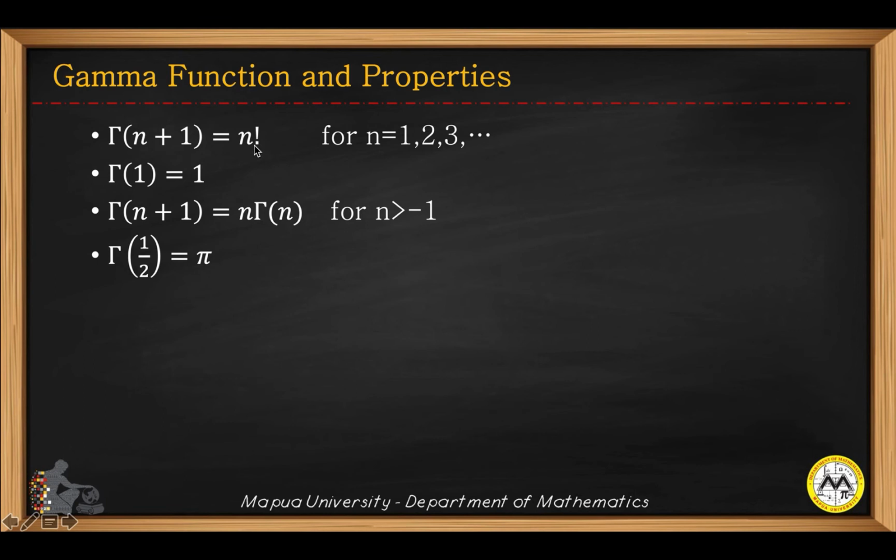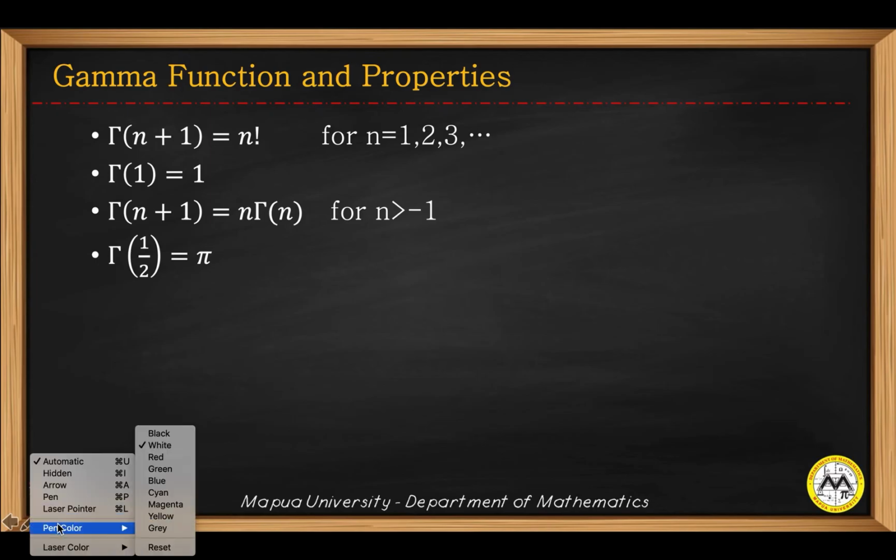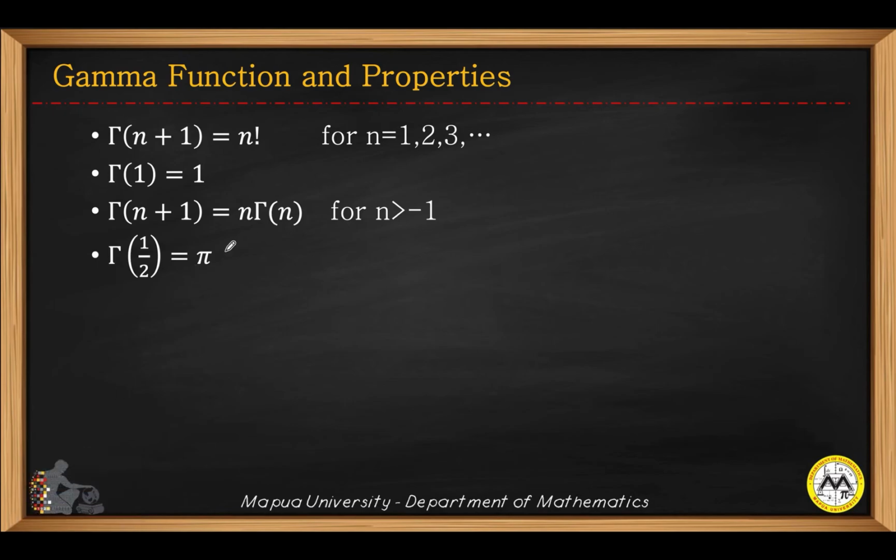Gamma of n plus 1 is n factorial, where n is an integer. Gamma of 1 is 1. Gamma of n plus 1 is n gamma of n. This applies for n greater than negative 1. And gamma of 1/2 is square root of pi. This is square root of pi, sorry. So there is a correction here.